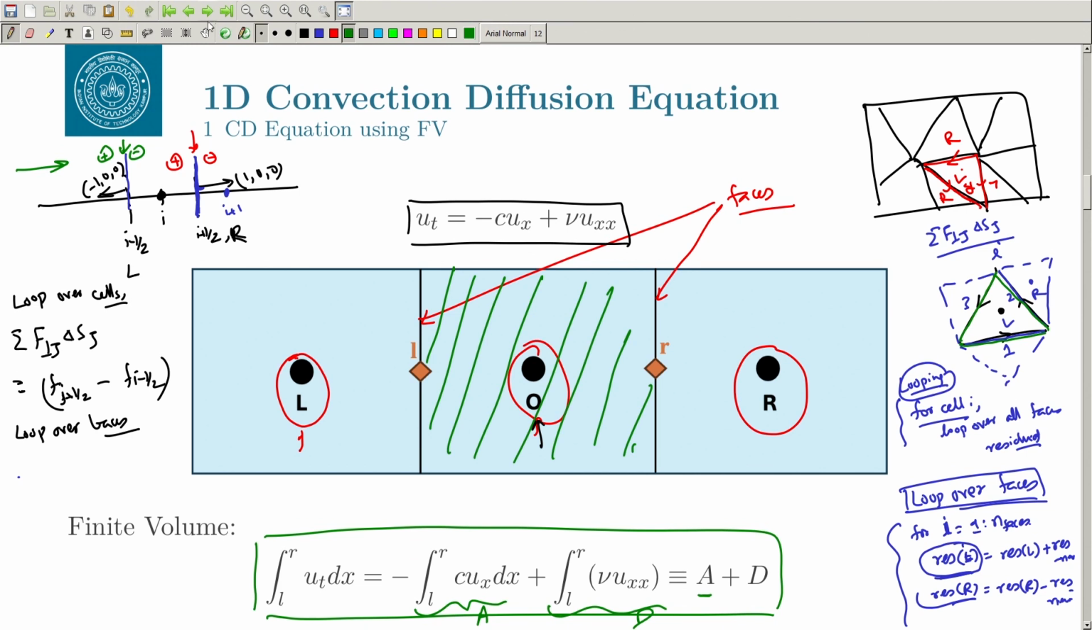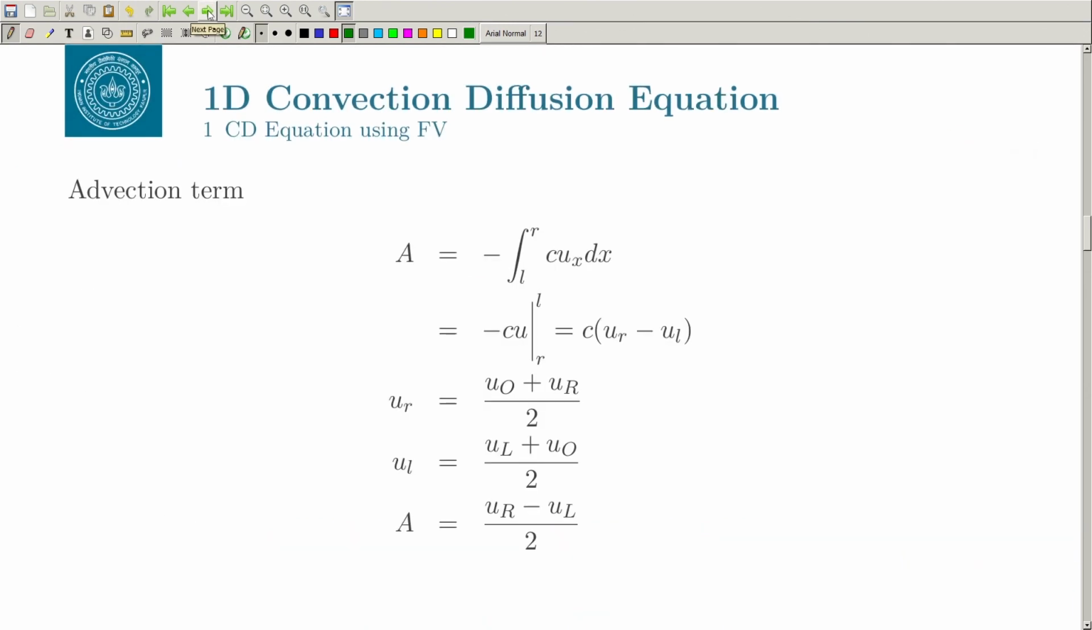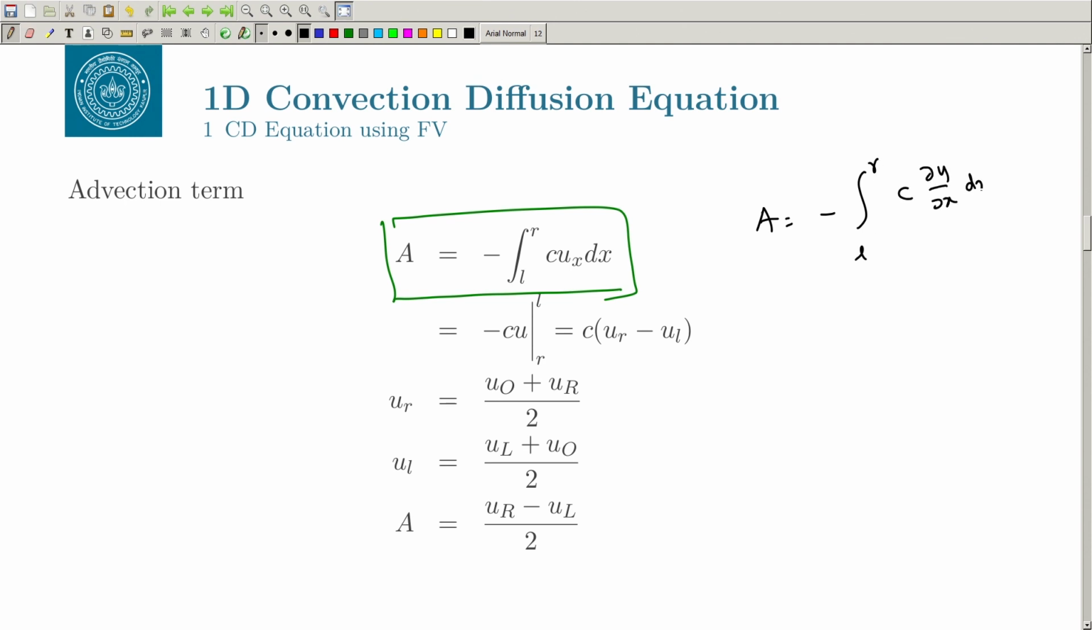Okay. Now, let us calculate the advection term. The advection term is minus of C del u x del x dx, or if I may write, A equal to minus integral from L to R of C del u x del x dx, right. And if you integrate it, L to R basically C u.